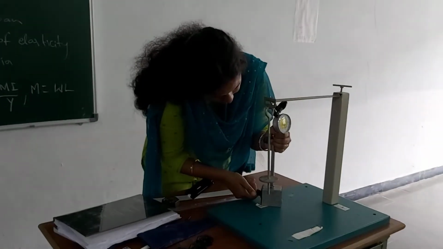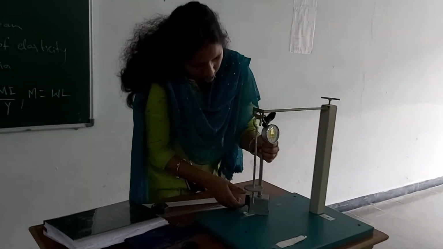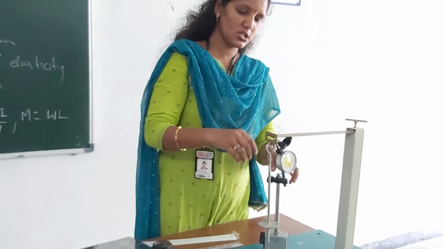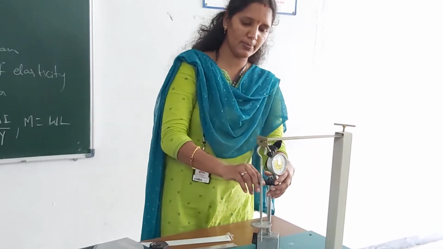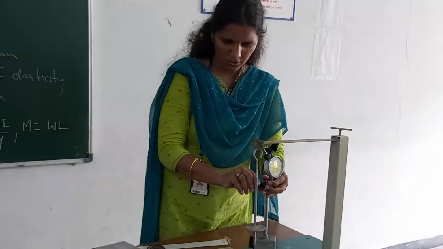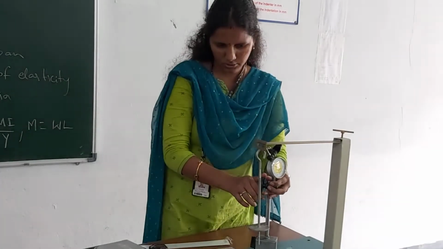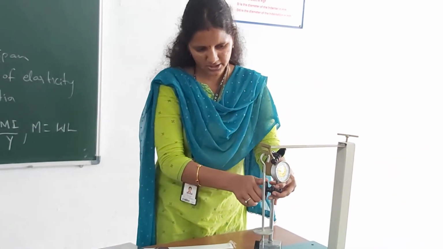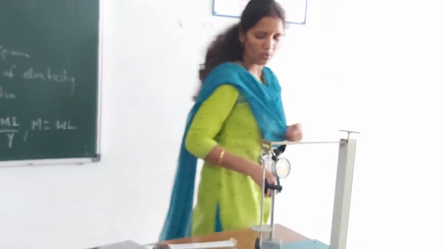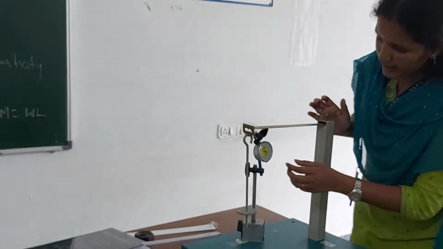Now I have just fixed the dial gauge; if it is disturbed, it will give some deflections by tilting. So I am fixing this clip so that it just touches the span, that is the cantilever beam. We have to tighten all the screws to avoid disturbances and any extra deflection. Now we have to set the dial gauge to 0.